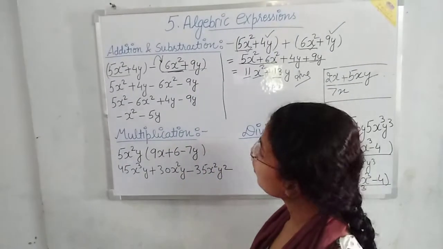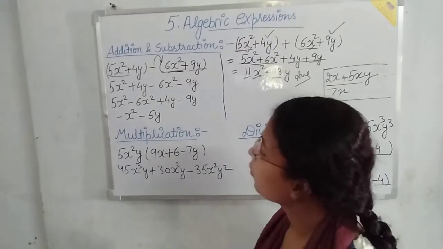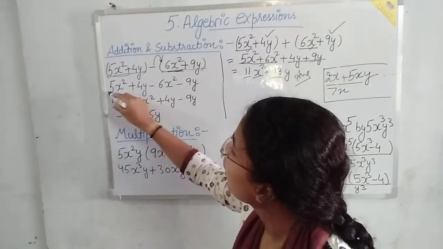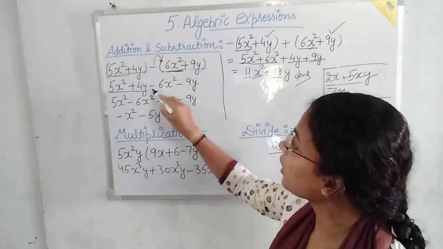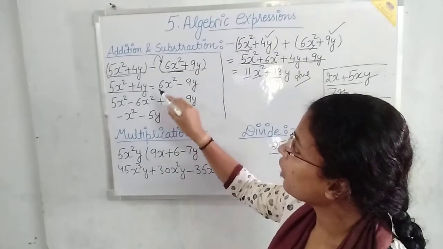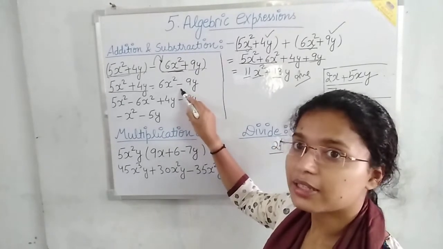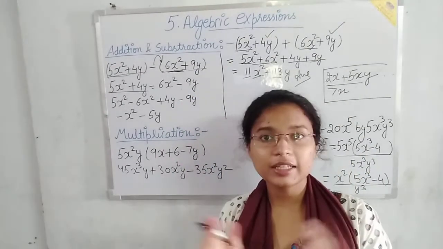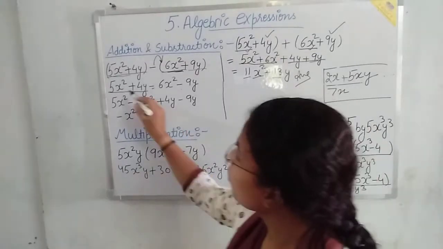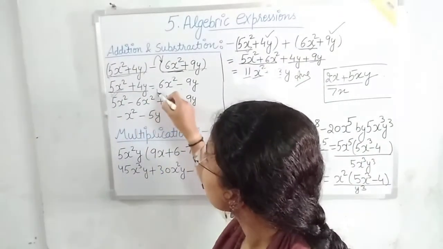Okay. Now open the bracket. When you open the bracket, this bracket will be as it is. Now a minus sign: this 6x square will become minus, and this plus 9y will become minus 9y. Now write the like terms together. Both are like terms.